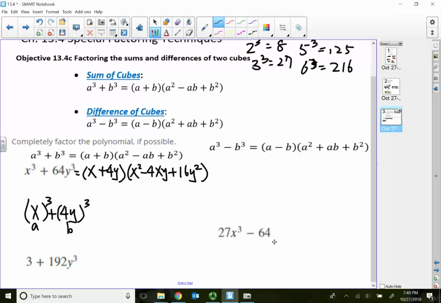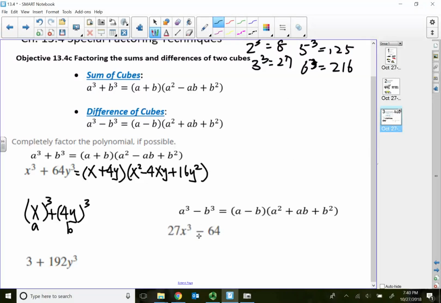Let me do it down here, I've got a little bit of space. What's my a? In other words, what was 27x to the third before it was ever cubed? It must be 3x. Minus, what was 64 before it was ever cubed? It must be 4. So that's my a, that's my b, times. If this is minus, the next sign is positive. My a squared, 3x whole thing squared, is 9x squared, plus a times b, which is 12x, plus my b, 4 whole thing squared, is 16. So that's the answer right there.